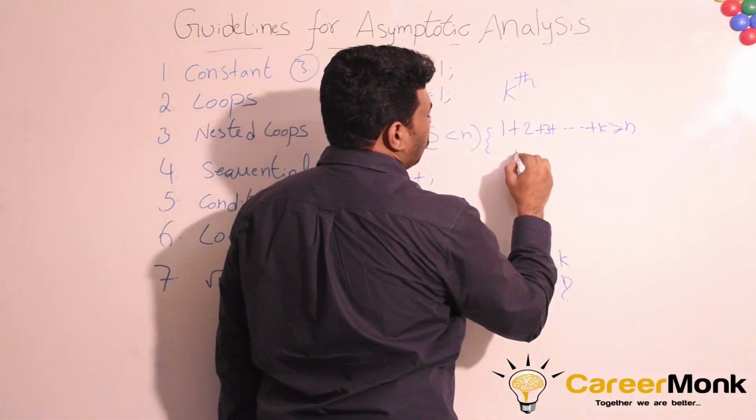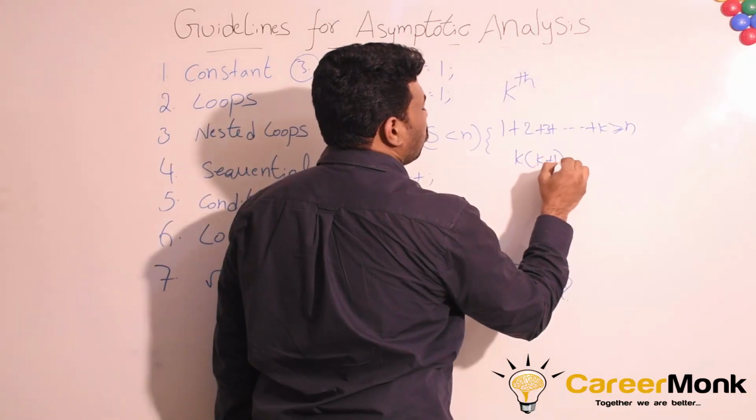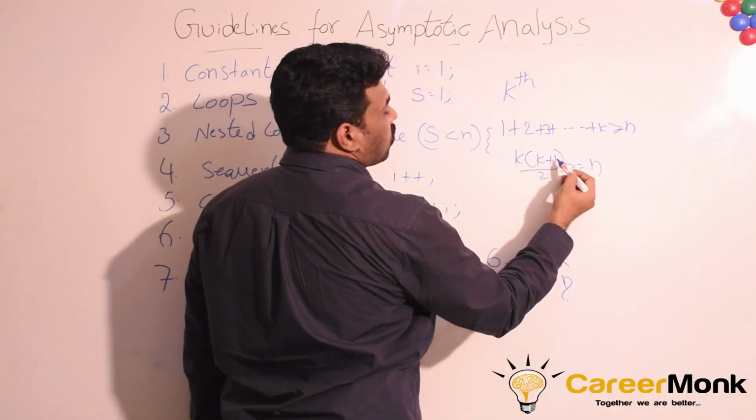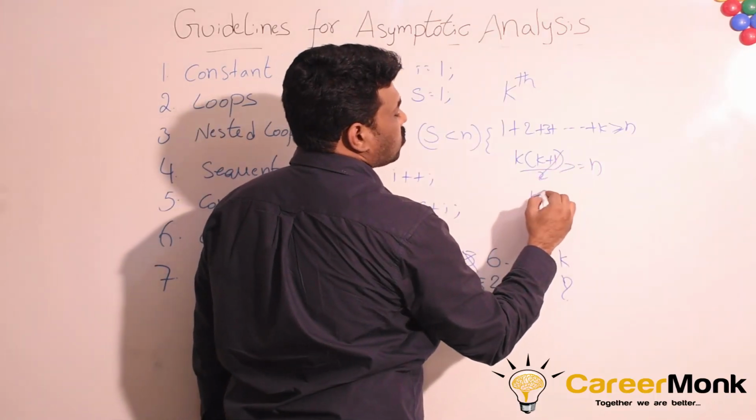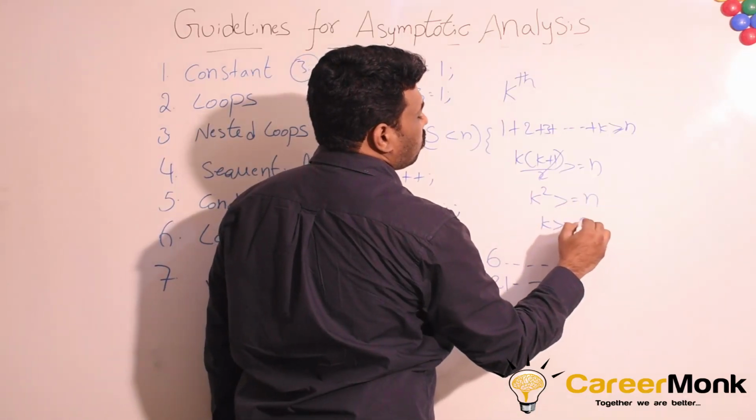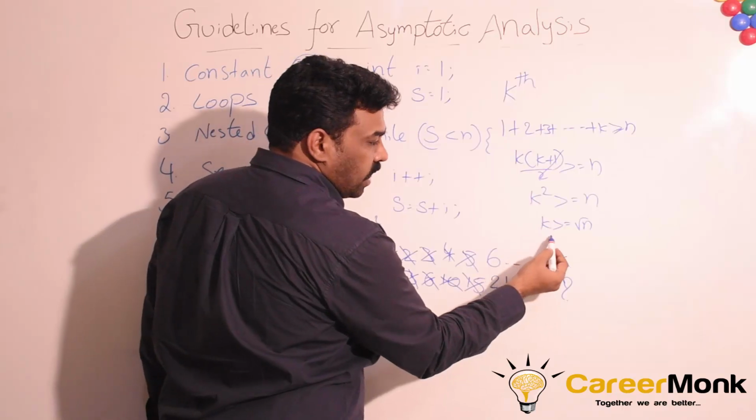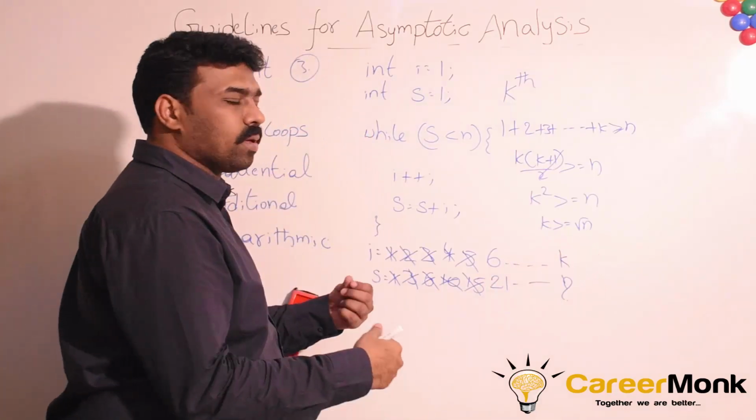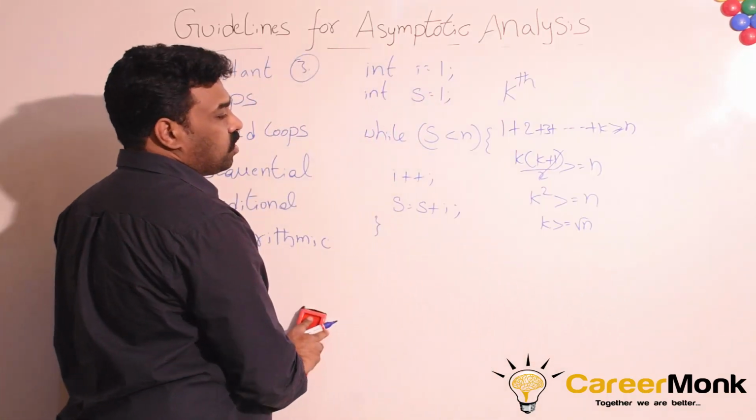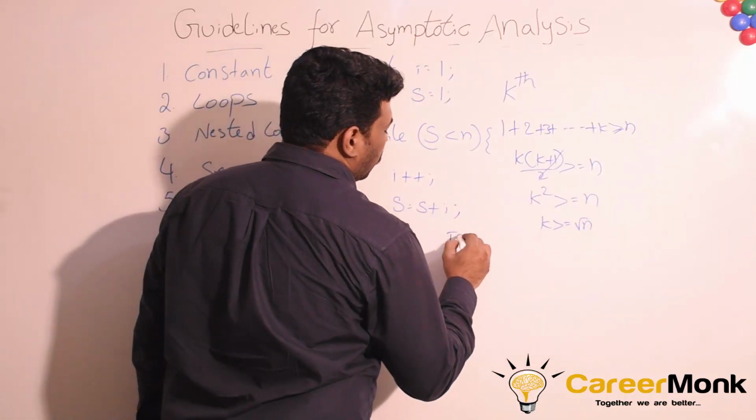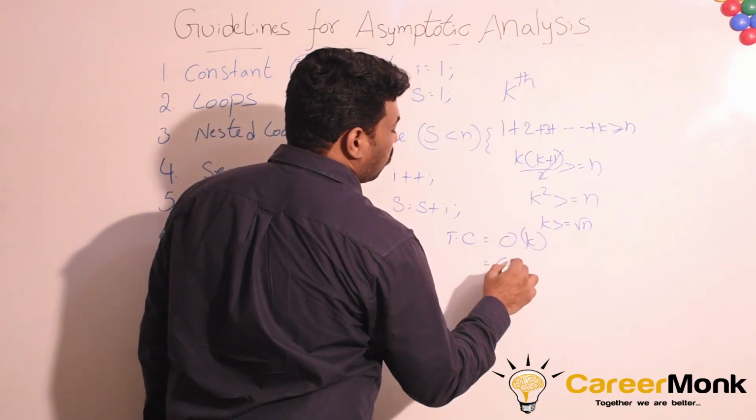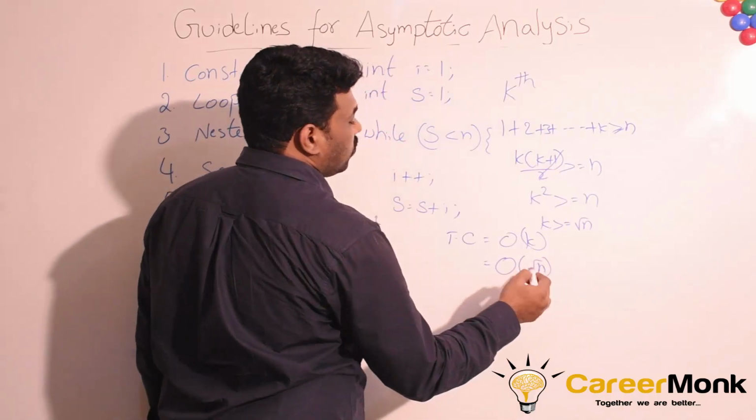Since this is a simple summation equation, k into k plus 1 by 2. Since these two are constants, we can ignore them. k square is approximately greater than or equal to n. So as soon as k is greater than or equal to square root of n, we are coming out of the loop. Since we are assuming k is the iteration number at which we are coming out of the loop, the total number of iterations is order of k, which is nothing but order of square root of n in terms of n.